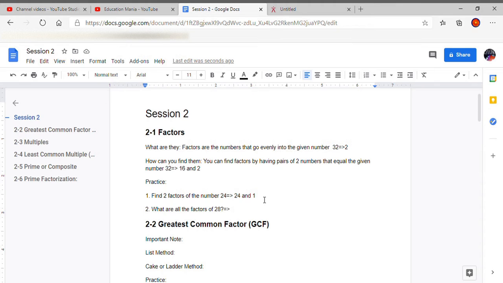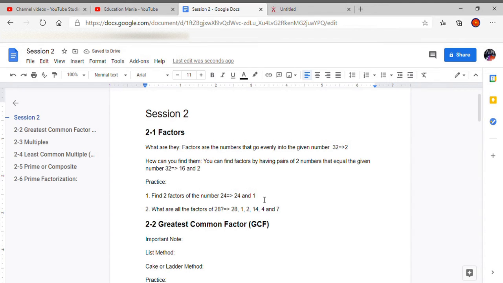So for 28, let's start off with 28 and 1. Then let's go to 2. Is 28 divisible by 2? Yes, it is. When you do the division, you hopefully got 14. Now, is there any more? Let's try 3. When you check, you'll know that 3 is not divisible into it, so it can't be 3. Now let's go to 4. Yes, 4 works because 4 and 7.